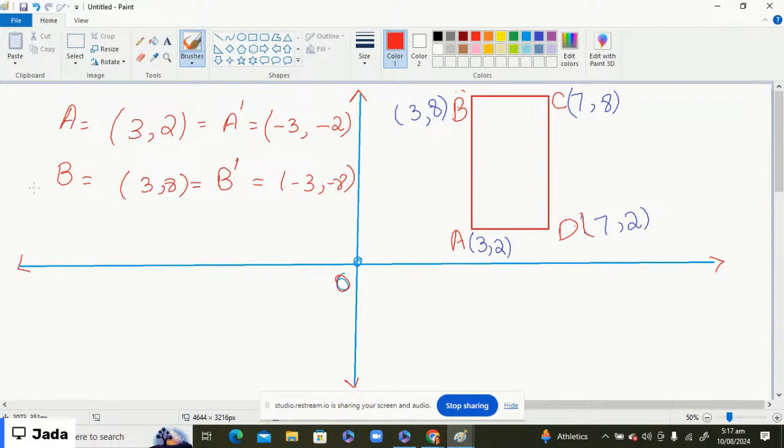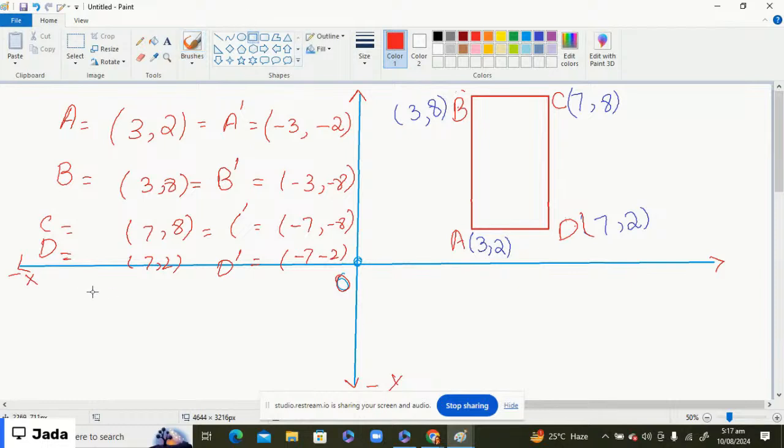Okay. Now for the C, it's 7 and 8. So where is it? For C, that is minus 7, minus 8. And for D, this is your 7 and 2. So the D is negative 7, negative 2. So now tell me where all the points are. It means that in this quadrant, because this is your negative x, this is your negative 5. Got it? So we are going to change this rectangle over there. Understand?